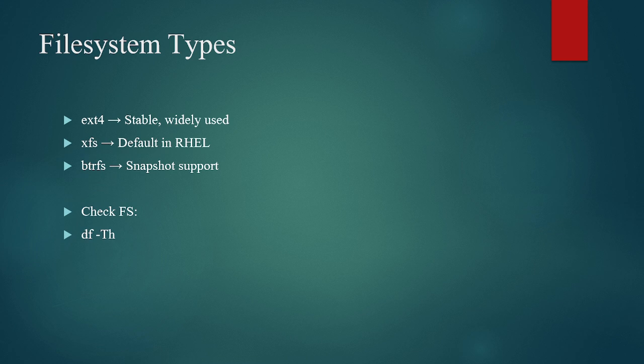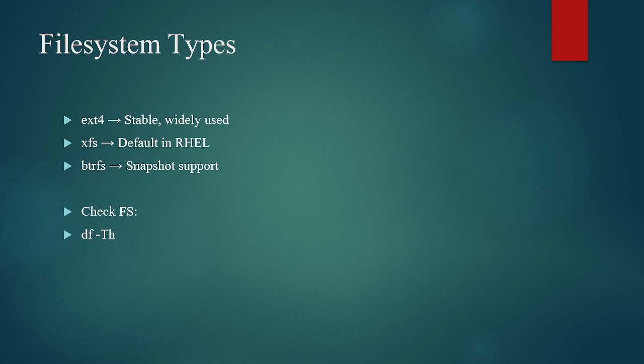There are different types of file system in Linux server: ext4, xfs, btrfs. If someone asks you, I want to check which type of file system is present in my Linux server, your answer is the df -Th command. This is an interview question.